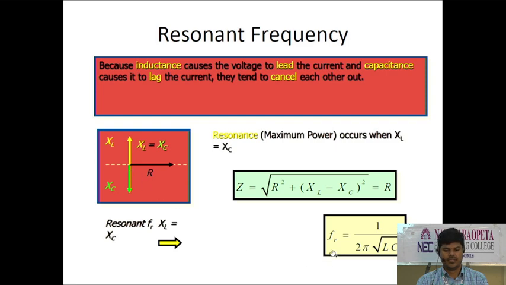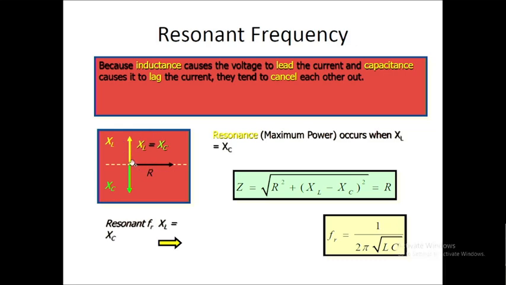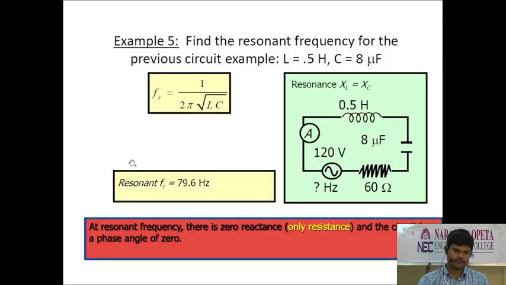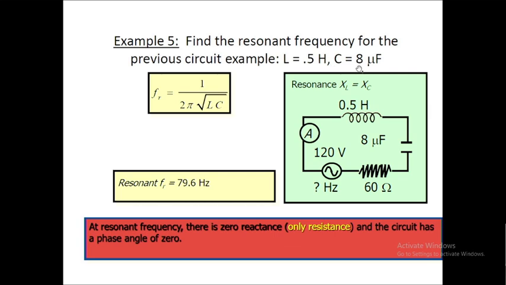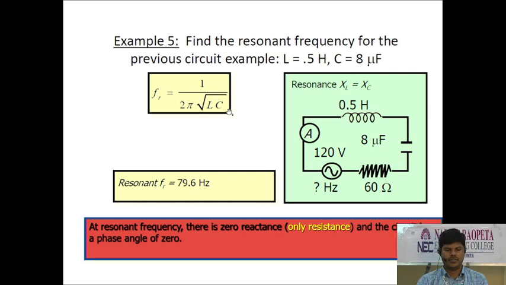So how to calculate the frequency? Frequency is 1 by 2 pi square root of LC. Here the inductive reactance and capacitive reactance are the same. Therefore, we get the concept of resonance. For example, in a circuit we have L equal to 0.5 Henry and C equal to 8.5 farad. How can we calculate the resonant frequency? Simply we can substitute the values.